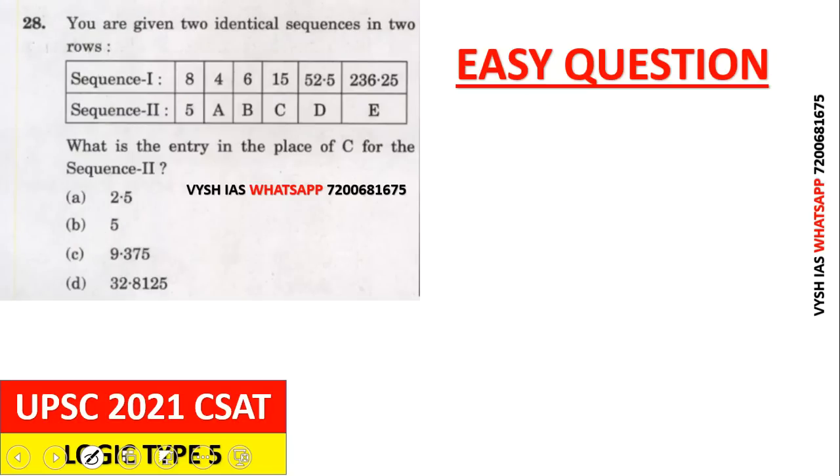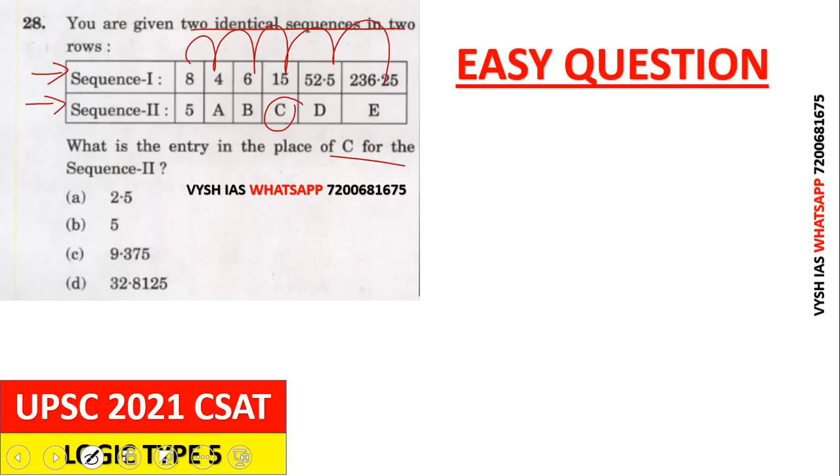Now next one. Again, a sequence question. What is the entry in the place of C? Here if you see, there is some missing place and you have to find it. Again they are telling two identical sequences, meaning the pattern that follows here, the same pattern will follow here. So you have to first find the pattern. See what is written here: 8 then 4, 4 then 6, 6 then 15. How are they getting this pattern? There will be some multiplication or something involved, right?